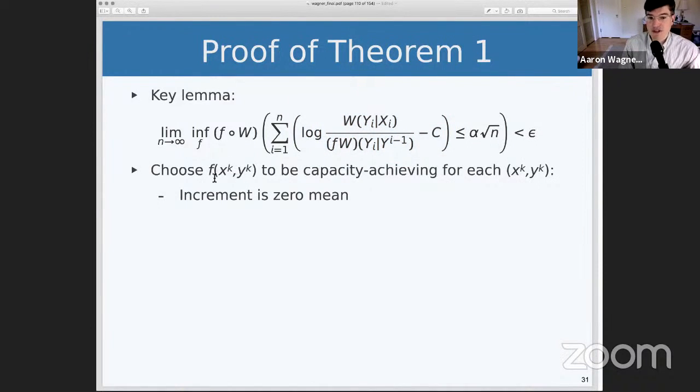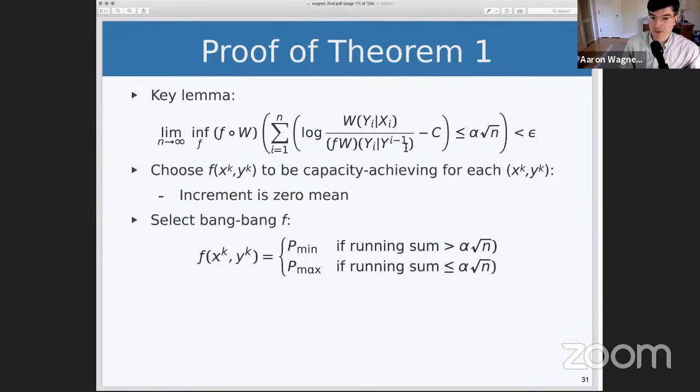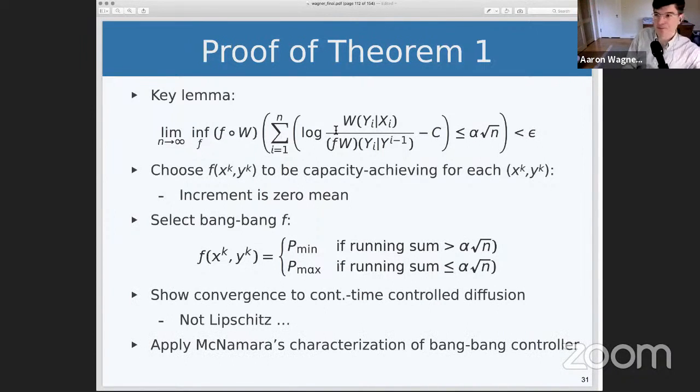We choose our controller to be capacity achieving for every possible state. In that case, this increment is zero mean, because this log likelihood ratio is equal to capacity in mean. And we select the bang bang F. We use the capacity achieving input with minimum variance if we're above the threshold, and the one with maximum variance if we're below the threshold. Then you just try to show convergence to McNamara's setup, and invoke his characterization of the performance of the bang bang controller in the Brownian limit. There are some technical issues here, because there are theorems that show convergence of discrete time martingales to Brownian motion, or controlled random walks to controlled diffusions, but they have technical assumptions that aren't satisfied here. You have to work around that, but that's the key idea.